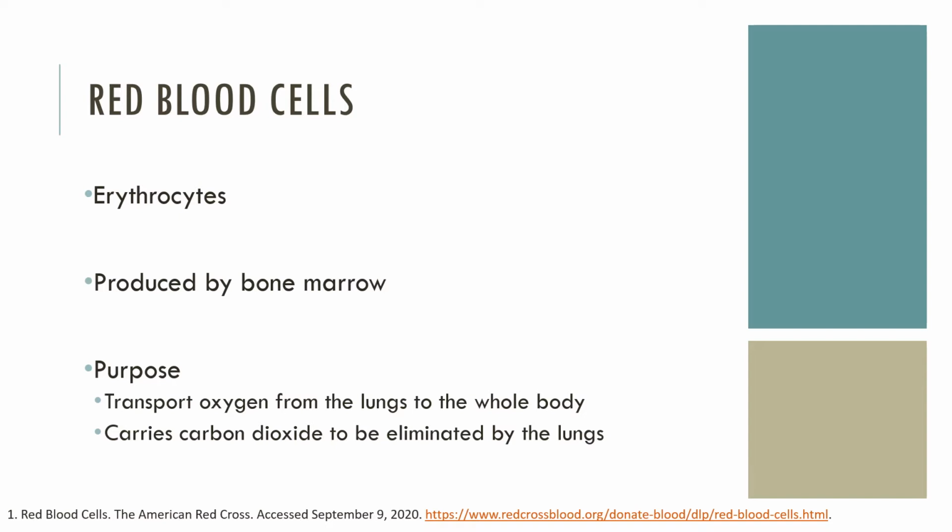Red blood cells, or erythrocytes, are produced by our bone marrow. Their purpose is to transport oxygen from our lungs to the organs within our bodies. They also carry carbon dioxide from those organs to be eliminated by the lungs.